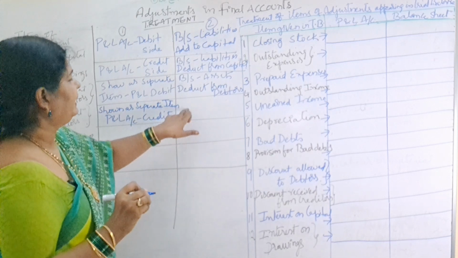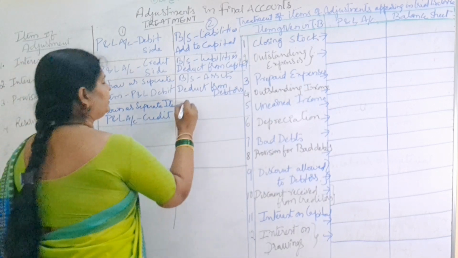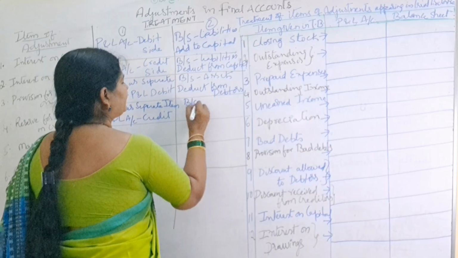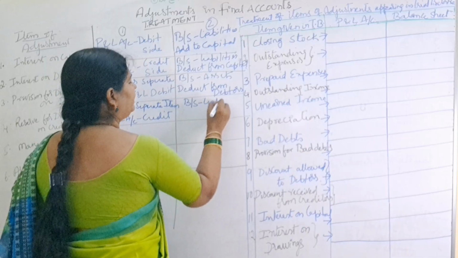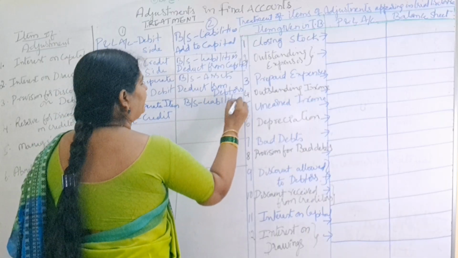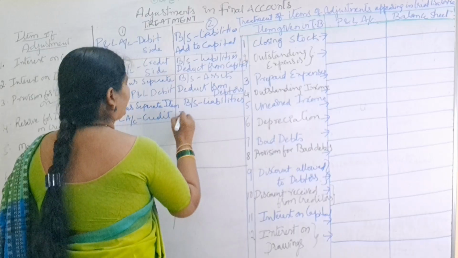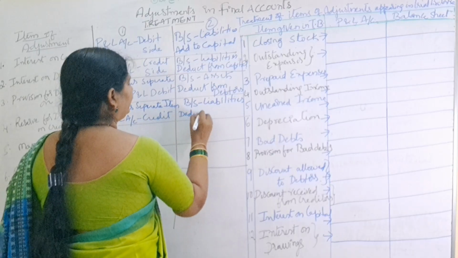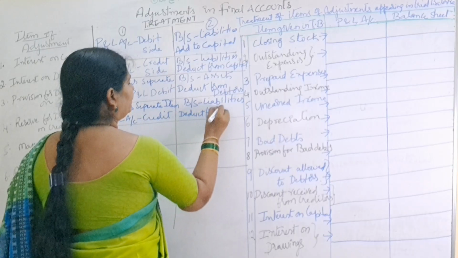Next, what is the second effect? Go to the balance sheet, where you will write sundry creditors on the liability side, right? So here we have to deduct it from creditors.